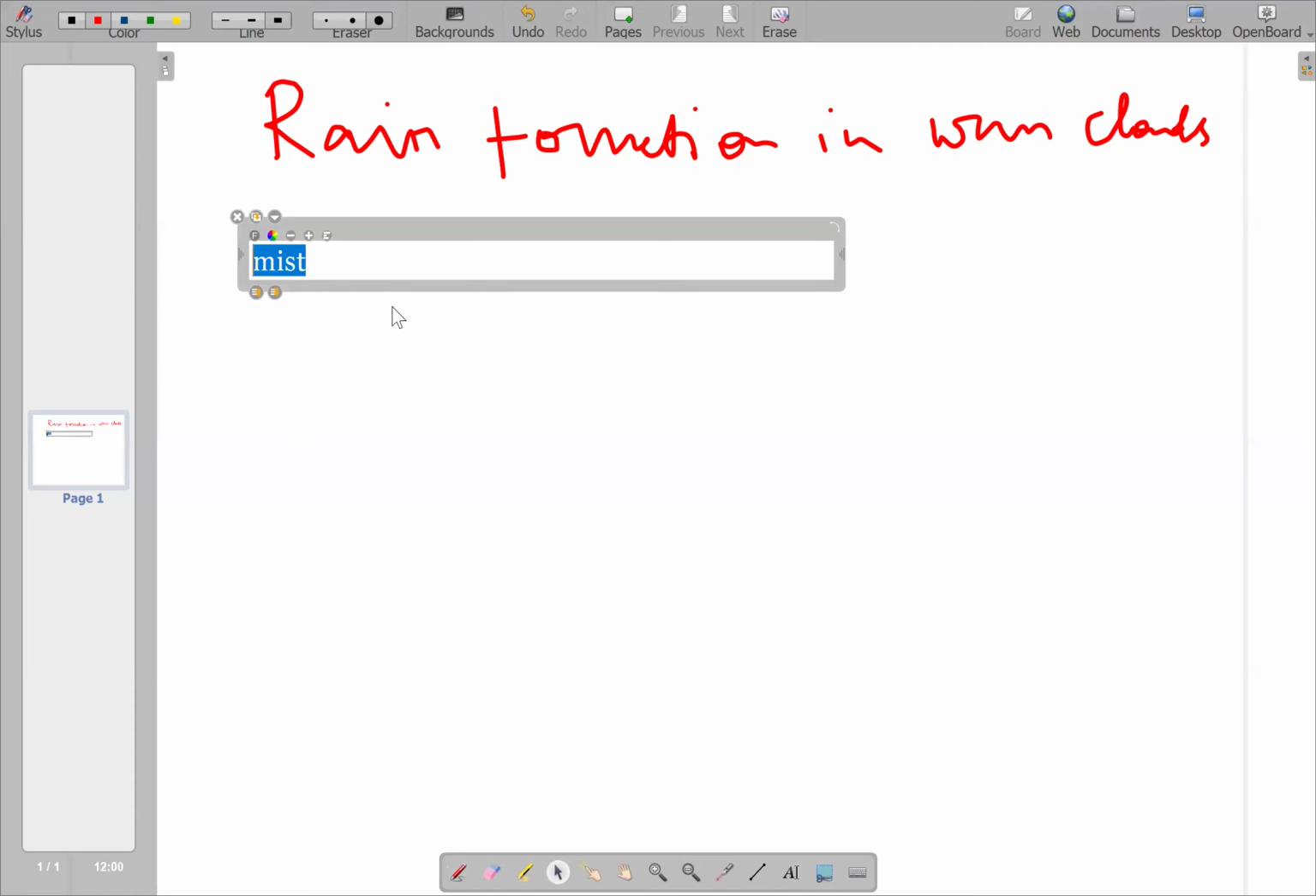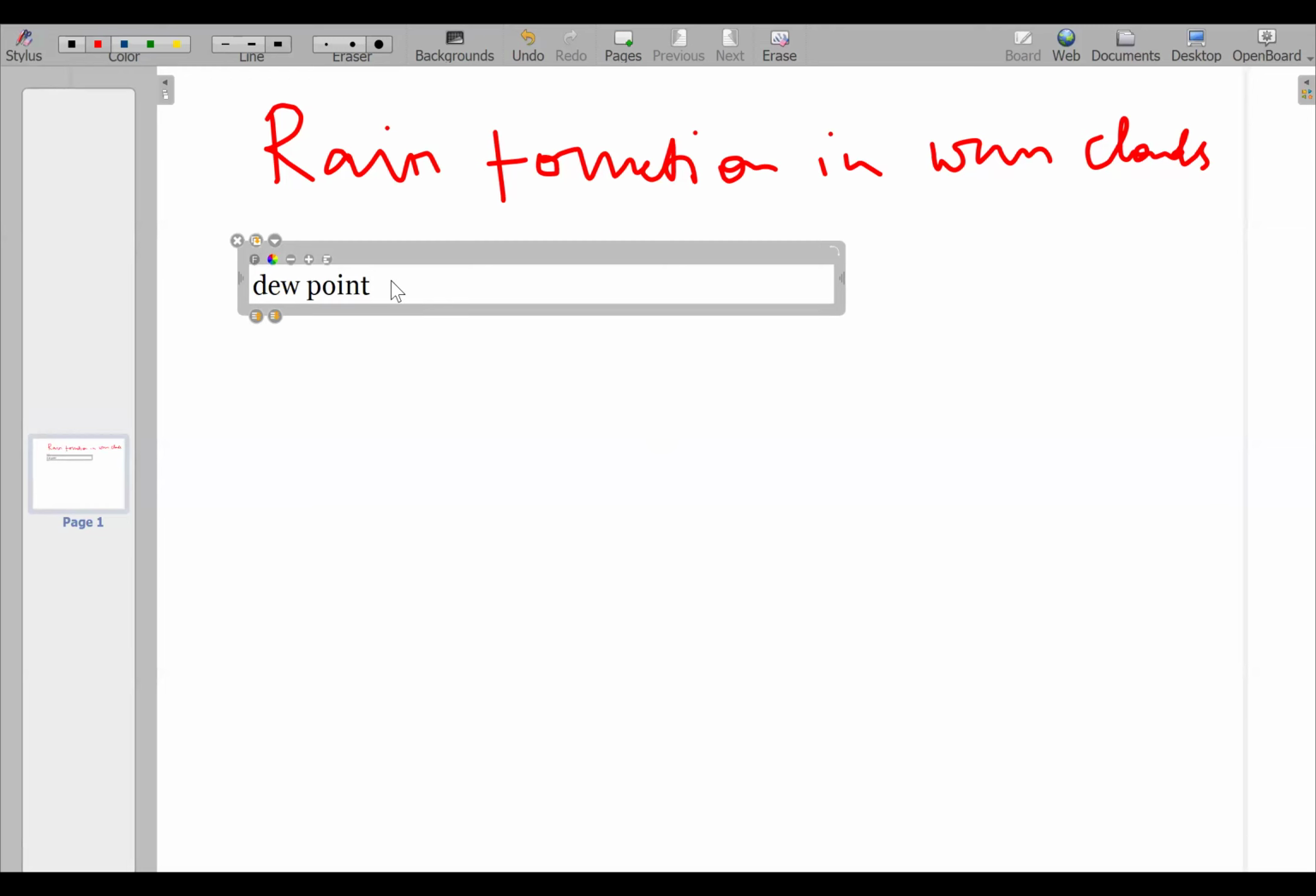Dew point. My keyboard is not working. I switched to the wrong keyboard, and now I'm trying to switch it back. Try the Windows key and D. There you are.